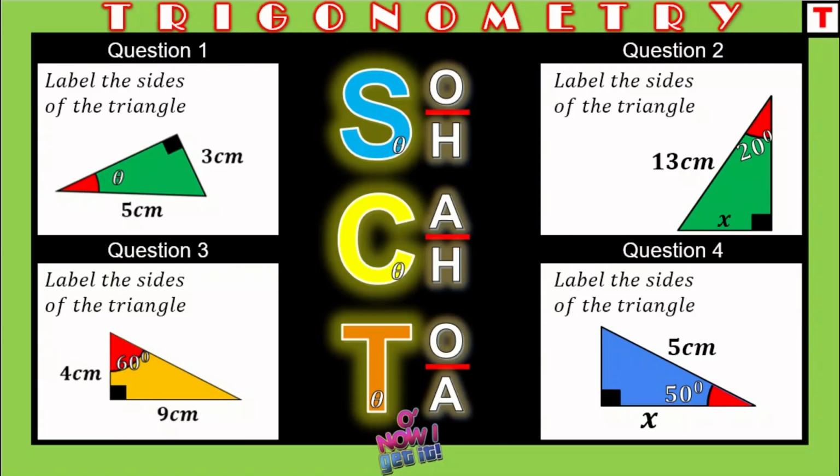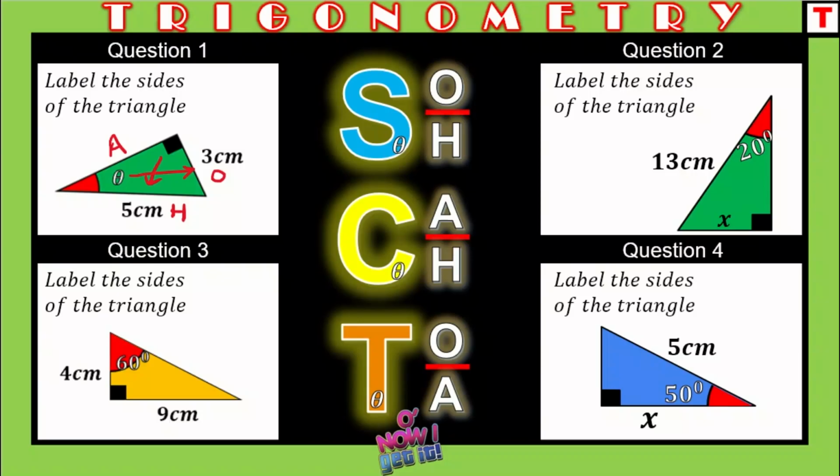Across from the 90 degrees will always be our hypotenuse, that's the longest side. Across from the other angle in question will always be our opposite, and therefore this side over here is going to be our adjacent. These are the three descriptors that we're going to be using. So we have opposite, the hypotenuse, and the adjacent side.